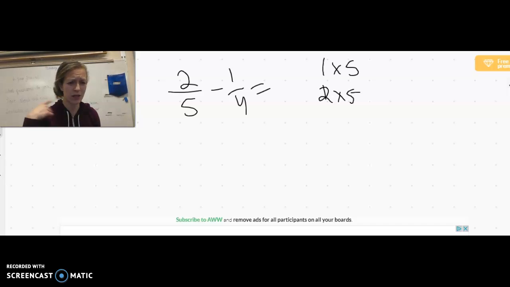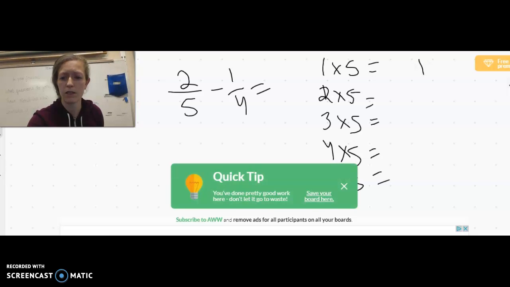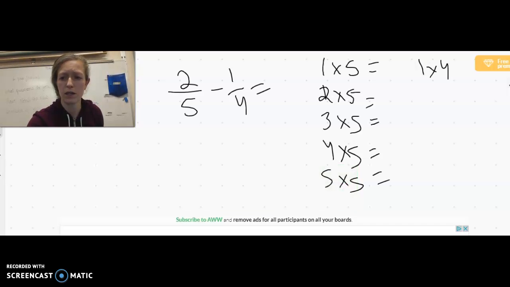Some of you, again, might know this right off the top of your head. Awesome. Excellent. Go for it. For those of you who don't, that's okay. What I'm showing you here with the multiples is a tool you can use for now, which here in a couple weeks you'll be doing in your head. 3 times 5, 4 times 5, 5 times 5. We'll stop there. And let's do that with our 4s. I've got 1 times 4, 2 times 4, 3 times 4, 4 times 4, 5 times 4. Beautiful.